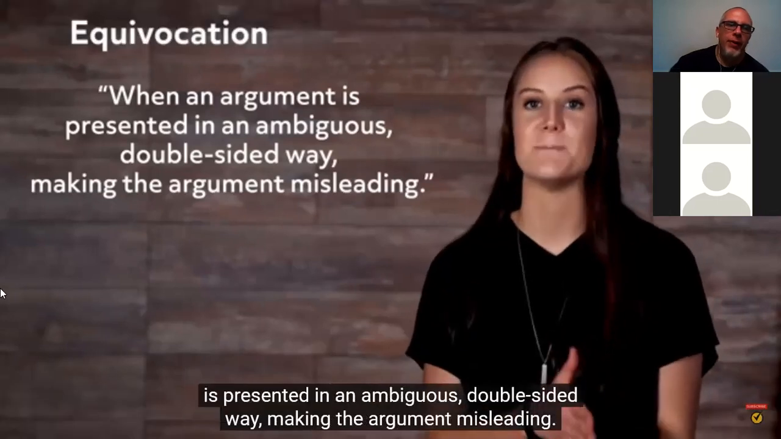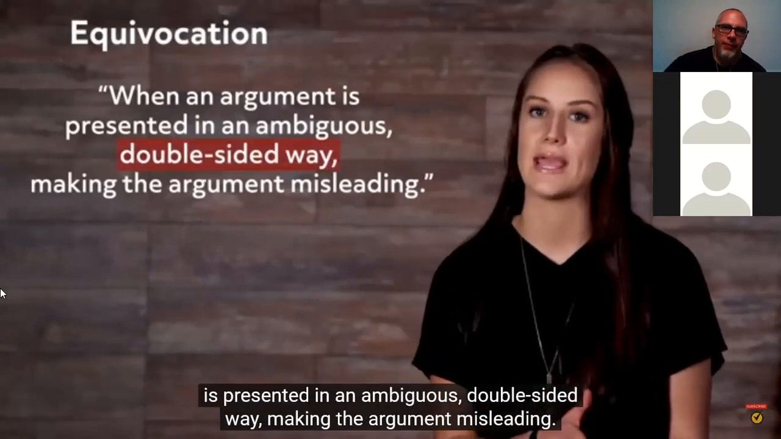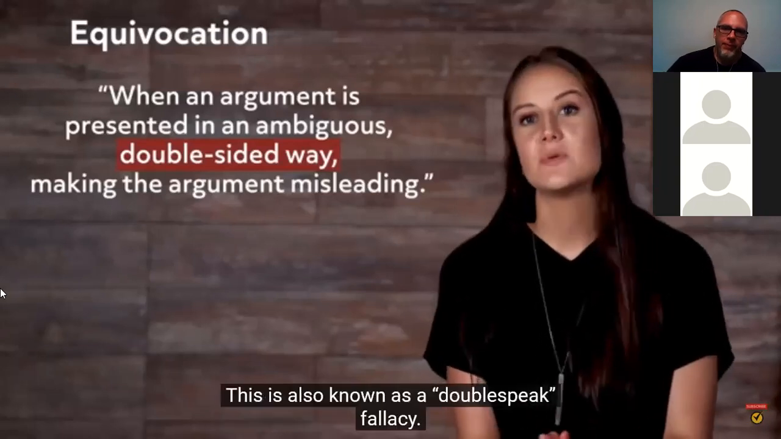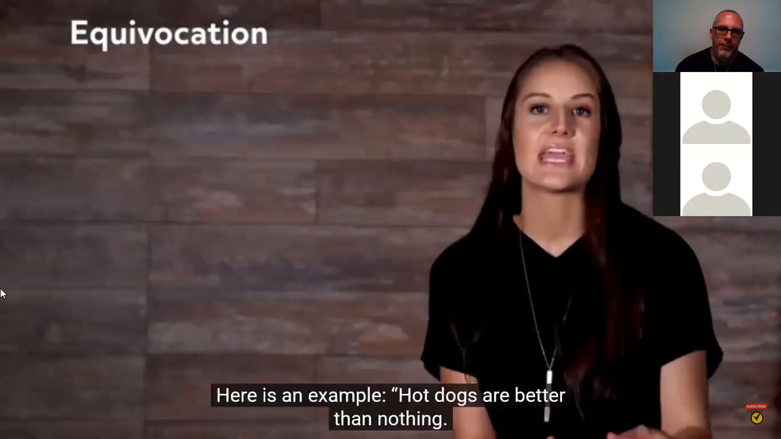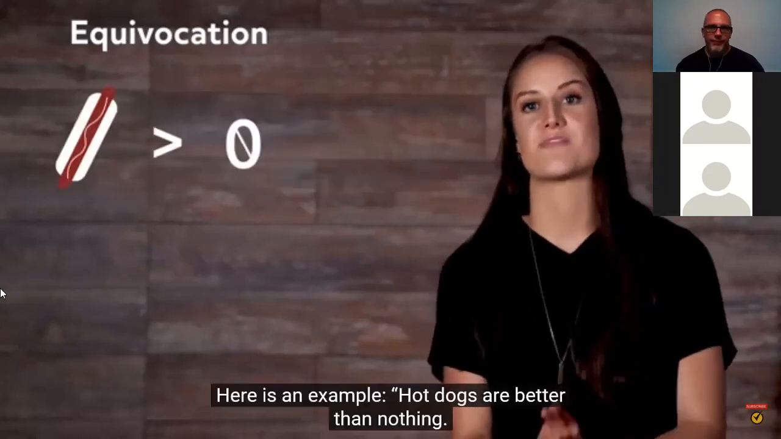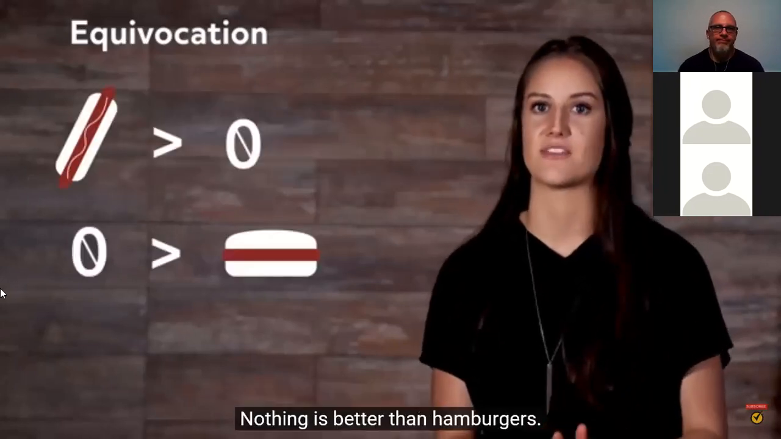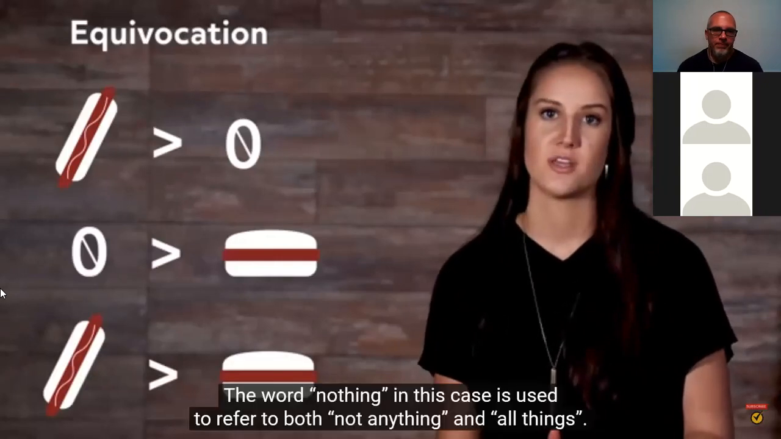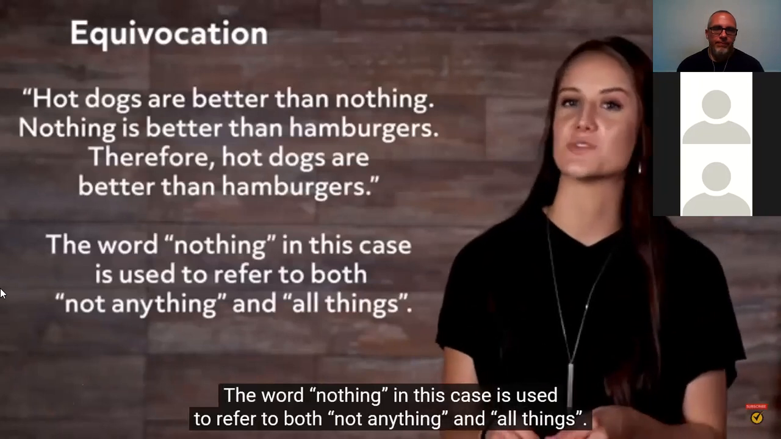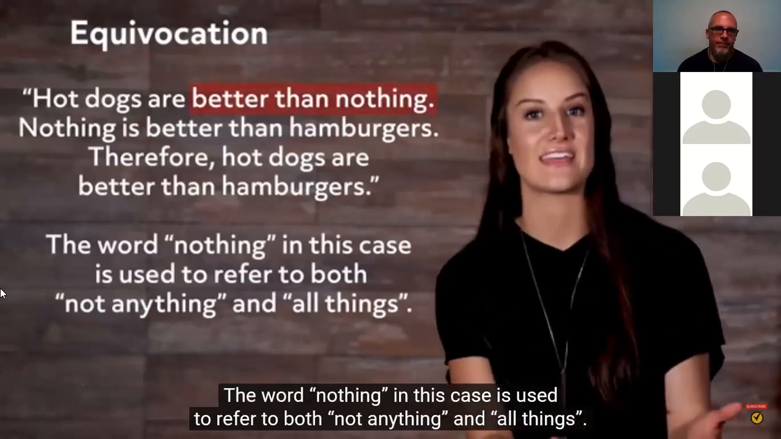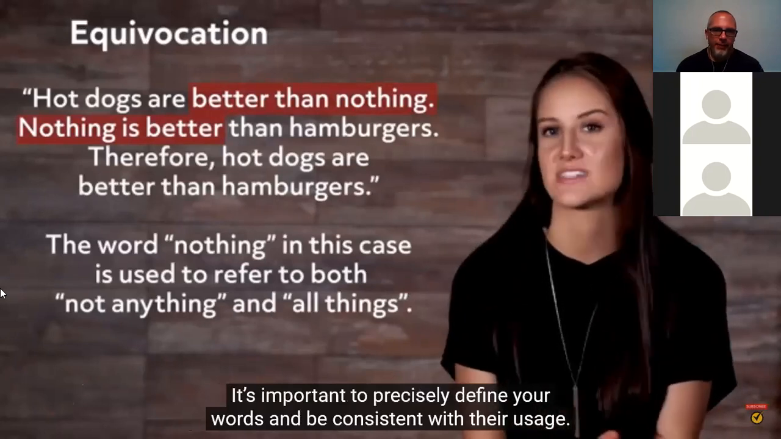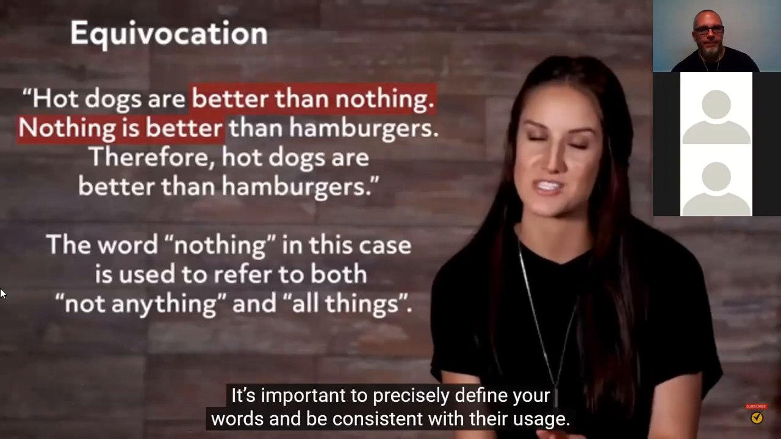...is presented in an ambiguous, double-sided way, making the argument misleading. This is also known as a double-speak fallacy. Here's an example. Hot dogs are better than nothing. Nothing is better than hamburgers. Therefore, hot dogs are better than hamburgers. The word nothing in this case is used to refer to both not anything and all things. It's important to precisely define your words and be consistent with their usage.